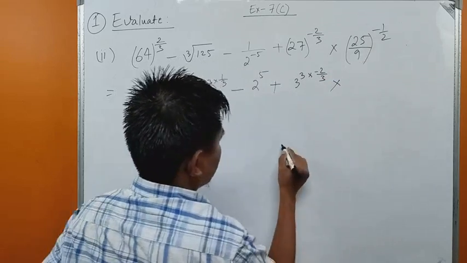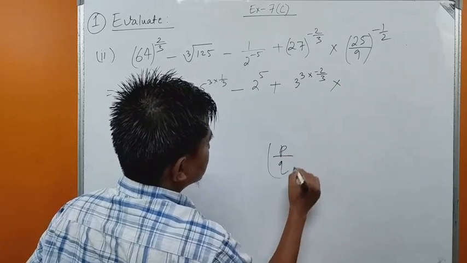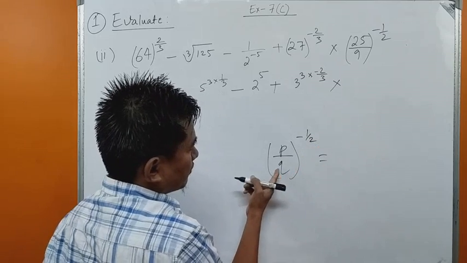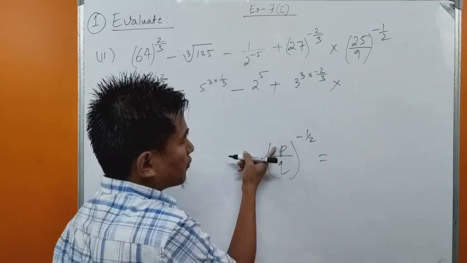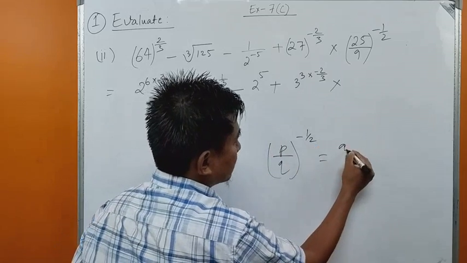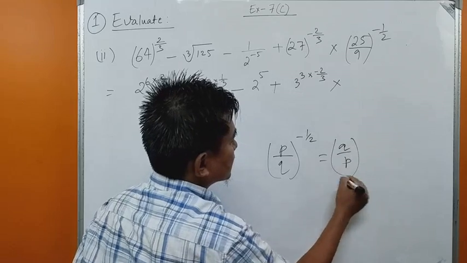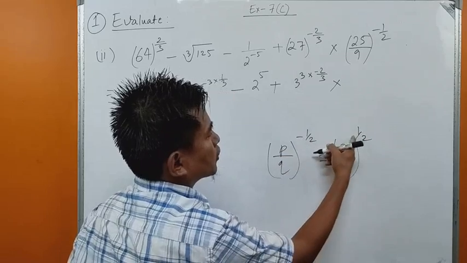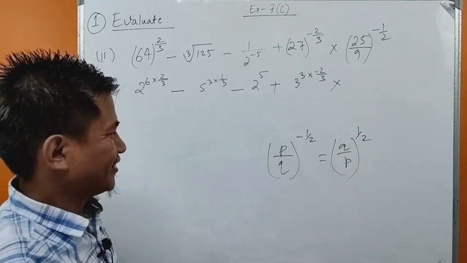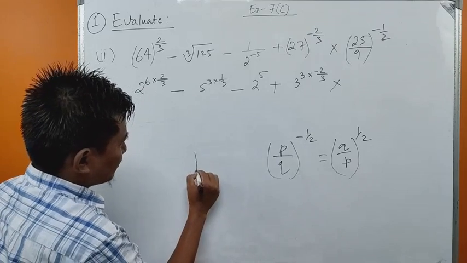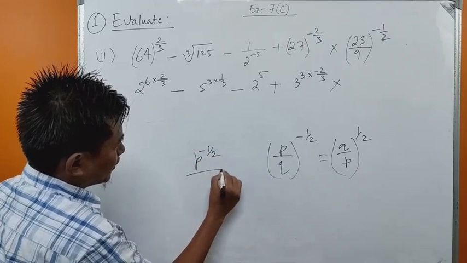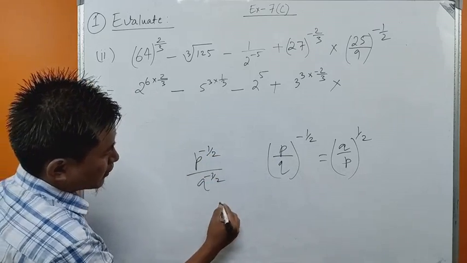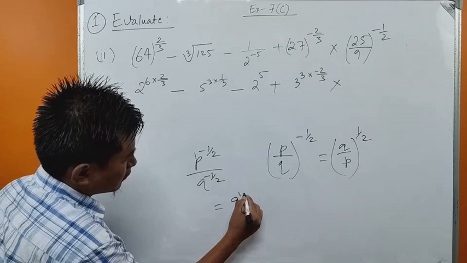Now we have p by q whole to the power minus 1 by 2, isn't it? So if we take from denominator to numerator and from numerator to denominator, that is q by p, then what happens? The sign of the power changes to 1 by 2. Minus 1 by 2 becomes plus 1 by 2, isn't it? This is actually p to the power minus 1 by 2 upon q to the power minus 1 by 2. So we take q to the numerator, becomes q to the power 1 by 2.